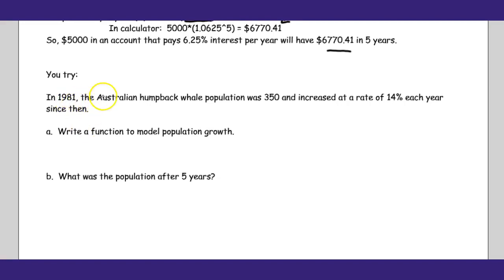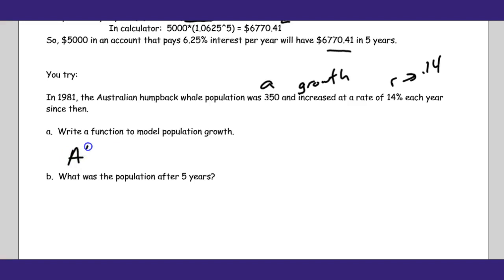Let's try another one. It says in 1981, the Australian humpback whale population was 350 whales. That's the initial amount. It increased, which means growth, at a rate of 14%. That's R, but we must convert it, so 0.14 each year since then. It says write a function that models the growth. First we've got to make our function. Notice it didn't tell us a time, so right now it just says make a function.